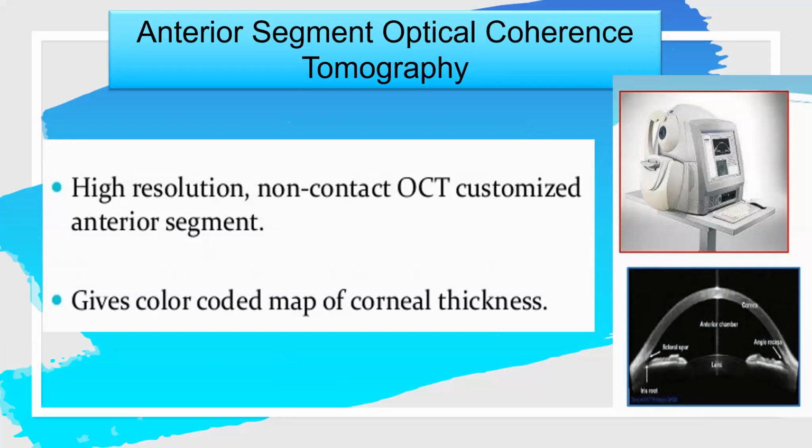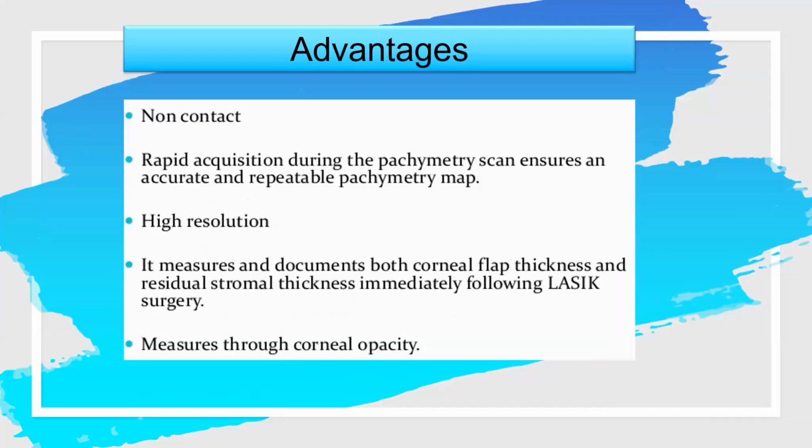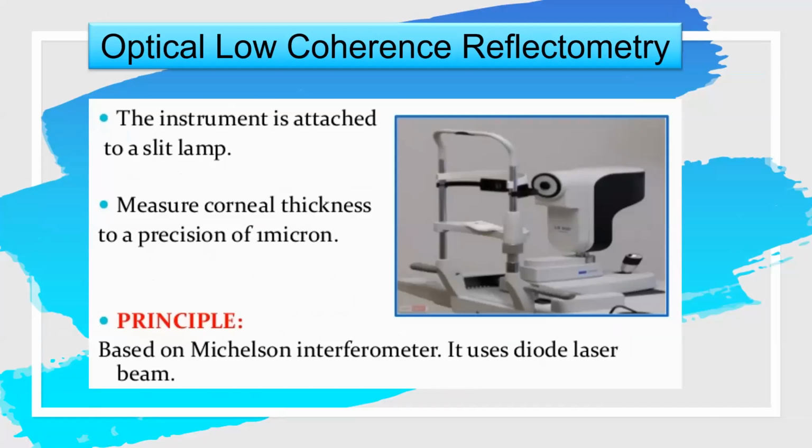Now coming to anterior segment OCT, which is widely used nowadays for measuring the corneal thickness. It gives a color-coded map of the cornea and is of very high resolution. The advantage is that it is a non-contact device. The acquisition is quick and can be done by an optometrist, and it measures the thickness also. Suppose you have a patient of LASIK, you can measure the corneal flap thickness also, and through minimal corneal opacity the corneal thickness can be measured.